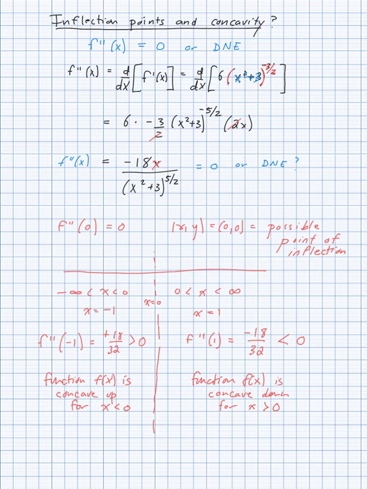Go back, I want to point out that we said 0, 0 was a possible point of inflection. And when we determined that the function switches from concave up to concave down at that point, that makes x equals 0 an inflection point, because that is where the concavity switches.